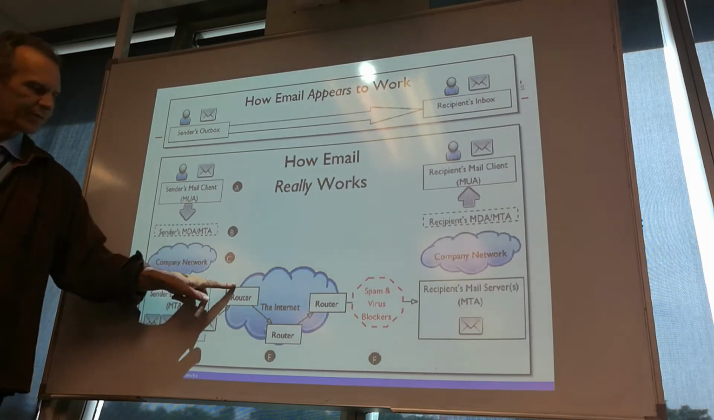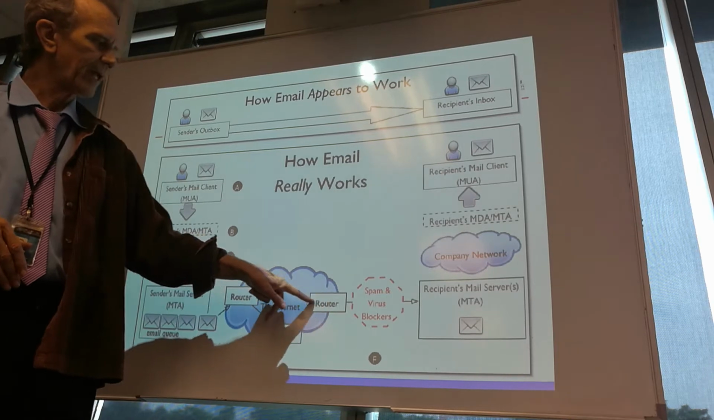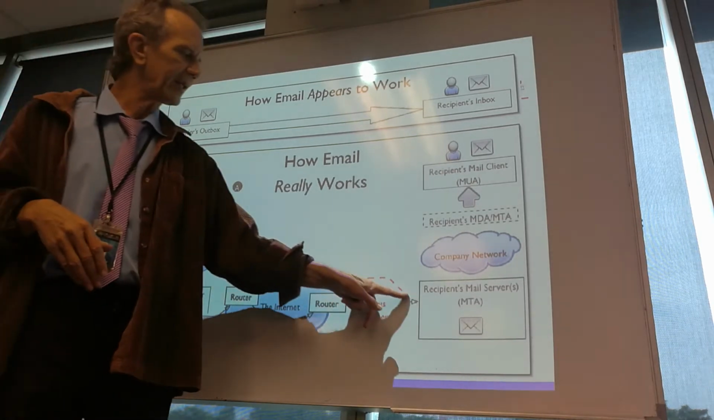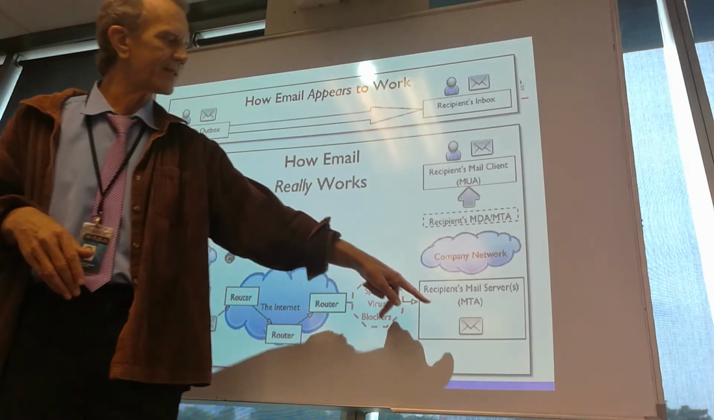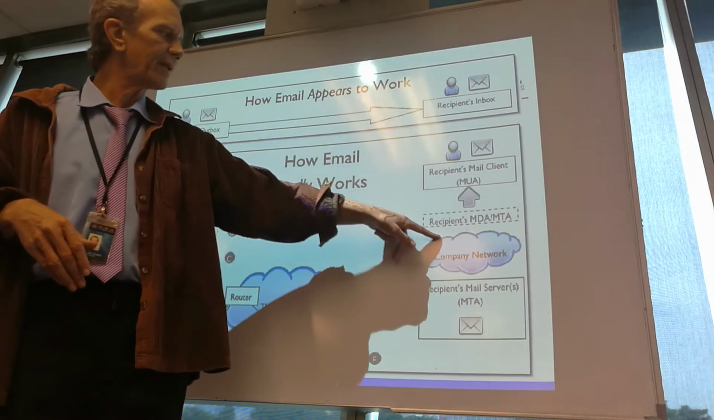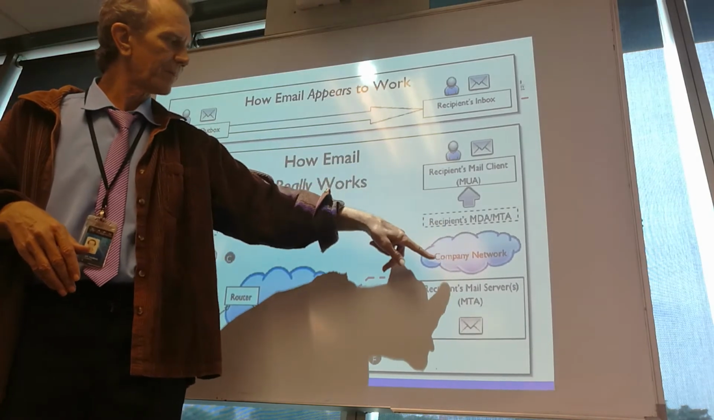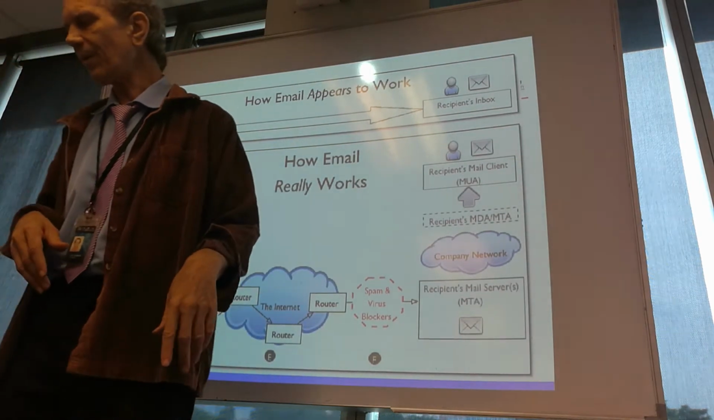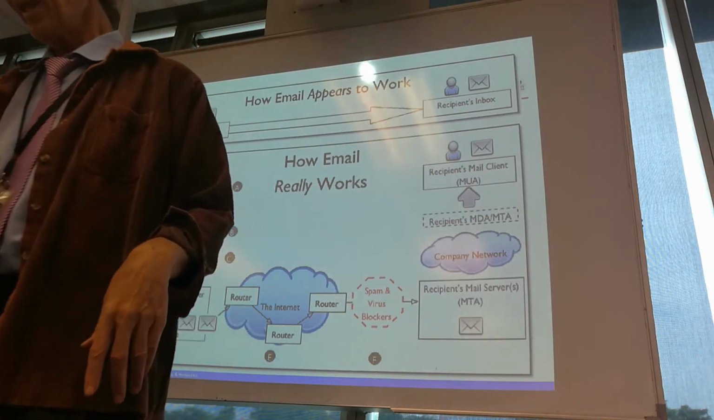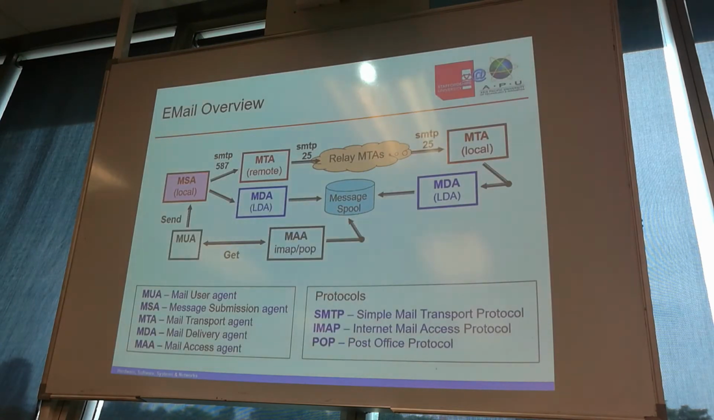It says here it goes through various routers. These are actually mail forwarders, okay? And then somewhere here it gets to the spam and virus blockers. When it gets to the recipient server, it goes through their network to ultimately reach the recipient's mail client. Now that diagram, I think I'm going to throw it away because it's not quite as good as what we want.